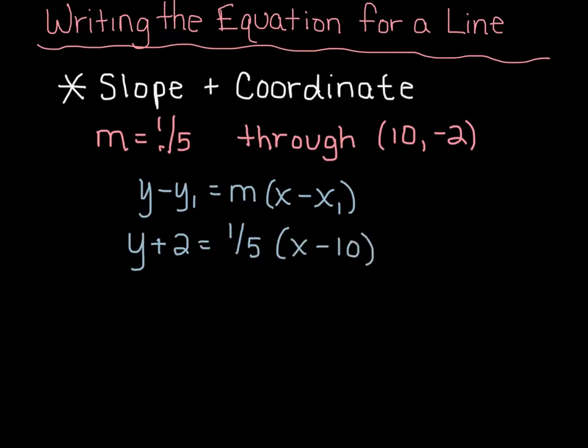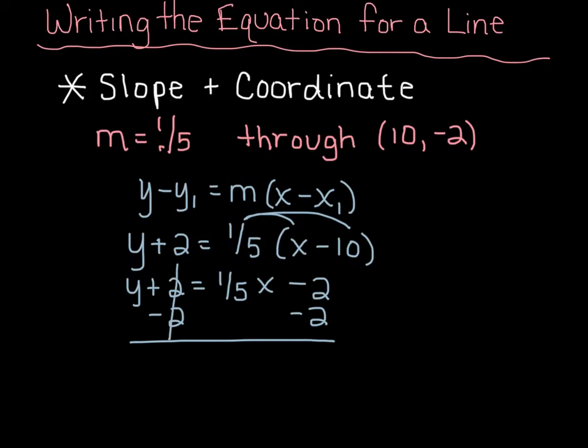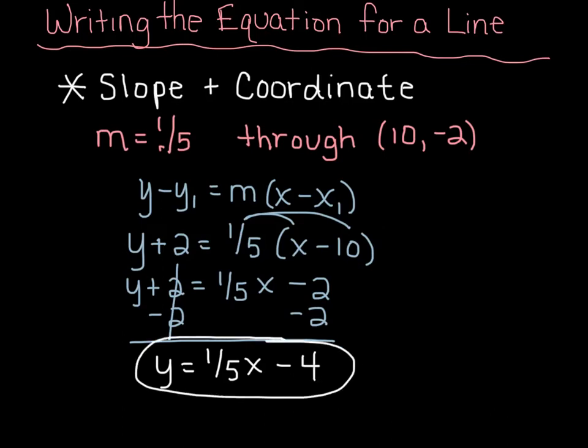Okay. Now I need to simplify this and make it look like slope-intercept form, so I'm going to start by distributing the 1/5. I get y plus 2 equals 1/5 x, and then 1/5 times 10 is 2, so that would be 1/5 x minus 2. And then I want y by itself, so I'm going to subtract 2 from each side. And as a final answer, I get y equals 1/5 x. Careful here, that's minus 2 or that's like -2 minus 2, which is really -4. A lot of people are going to think that just cancels out. Okay, so there's an example of one where I was given the slope and a coordinate.